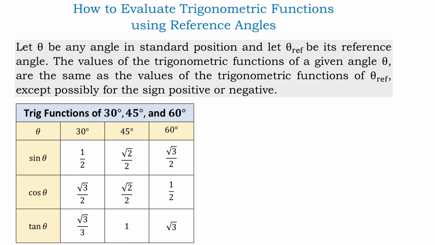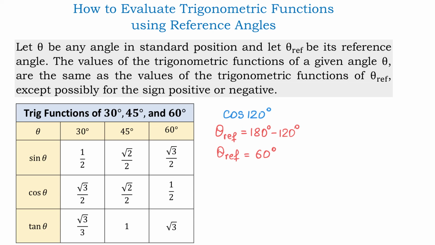So let's say we want to evaluate cosine of 120 degrees. And let's say that we can't use a calculator and the only information we have is this table of special angles. So let's see how we can use reference angles to evaluate cosine of 120 degrees. In the first step, we will find the reference angle for 120. This angle is in quadrant 2, and in quadrant 2, the reference angle is found by subtracting the given angle from 180. Then the reference angle has the measure of 60 degrees.